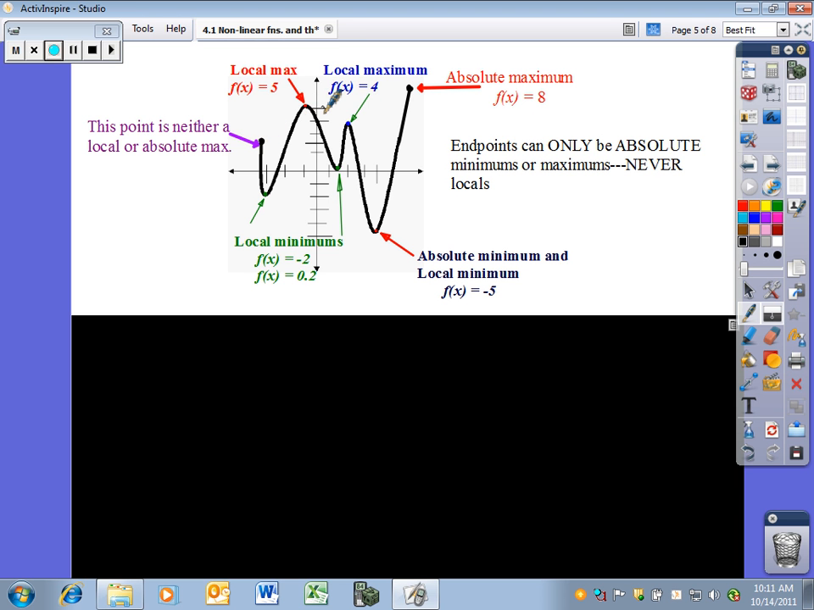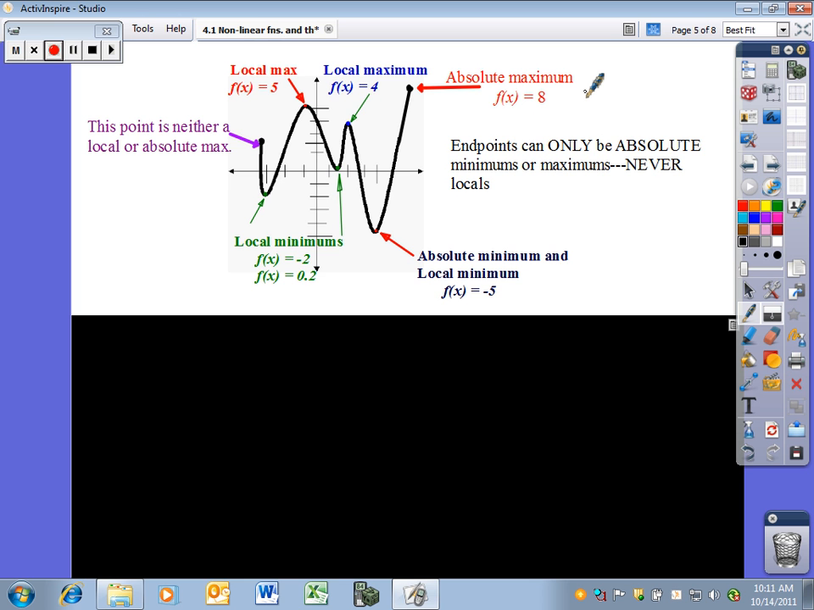And the y value is 1, 2, 3, 4, 5. So y is 5. Then here we have another turning point at 4. And here we have a final end point of 8. Notice that endpoint is an absolute maximum, but not a local. Endpoints can never be local. They can only be absolute.